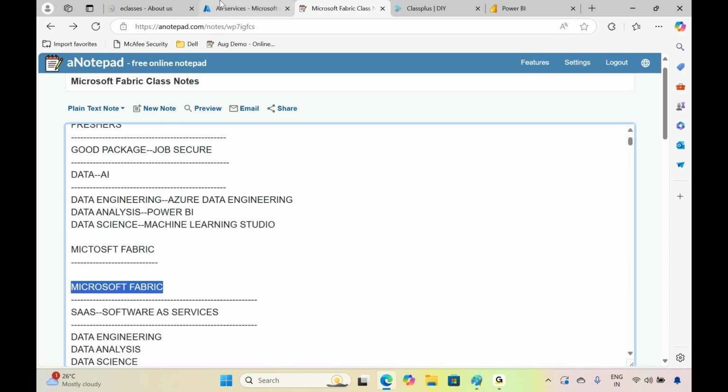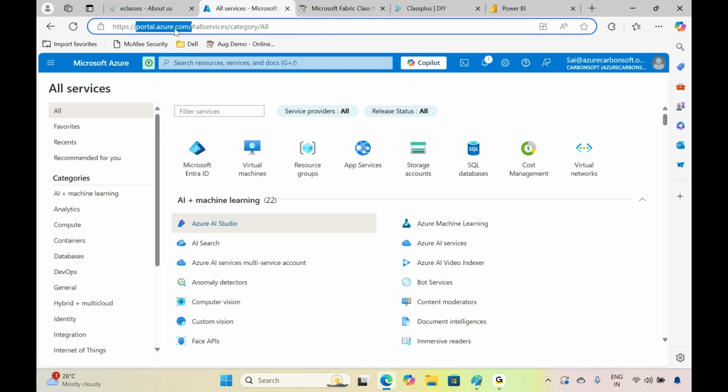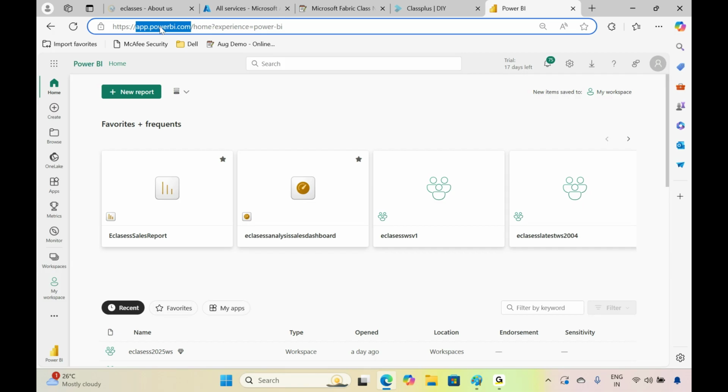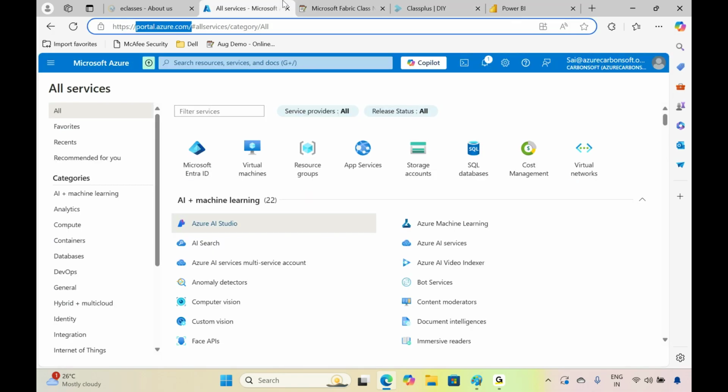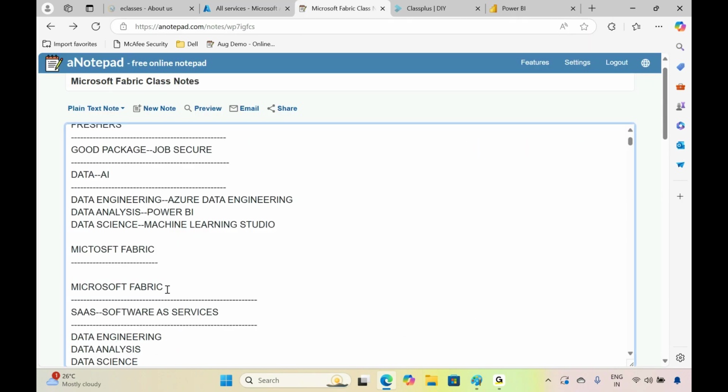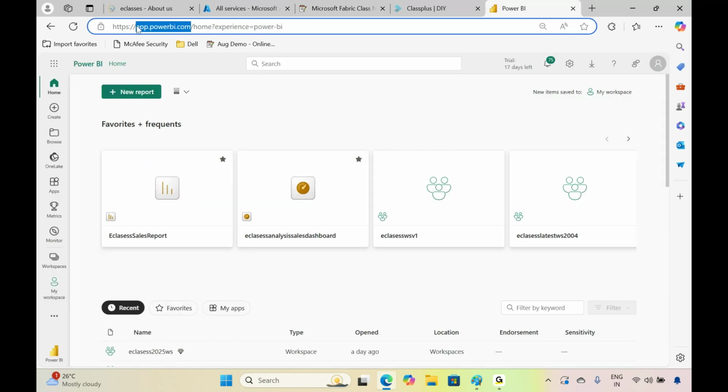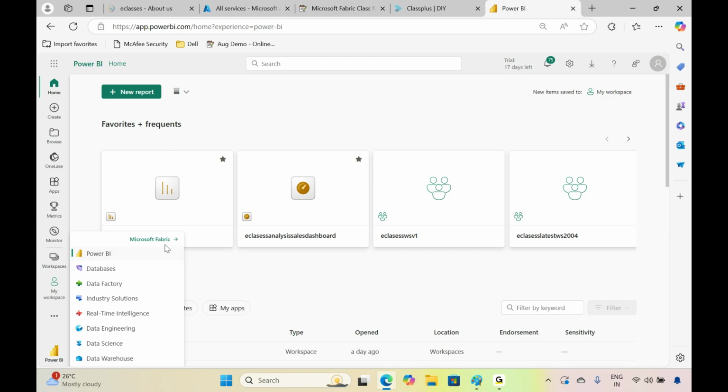For Microsoft Azure, we log into portal.azure.com to implement the project. For Power BI, we log into app.powerbi.com. But for Microsoft Fabric, where do we need to log in? Microsoft Fabric is not a new platform. Inside the existing app.powerbi.com, they are adding these Microsoft Fabric capabilities.